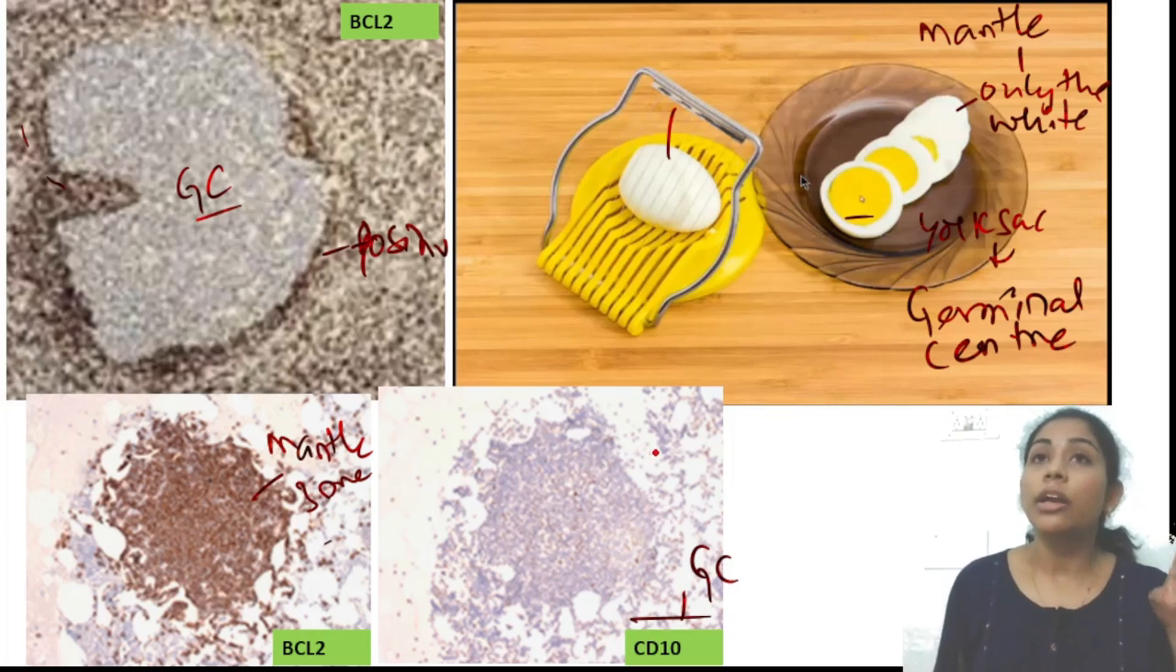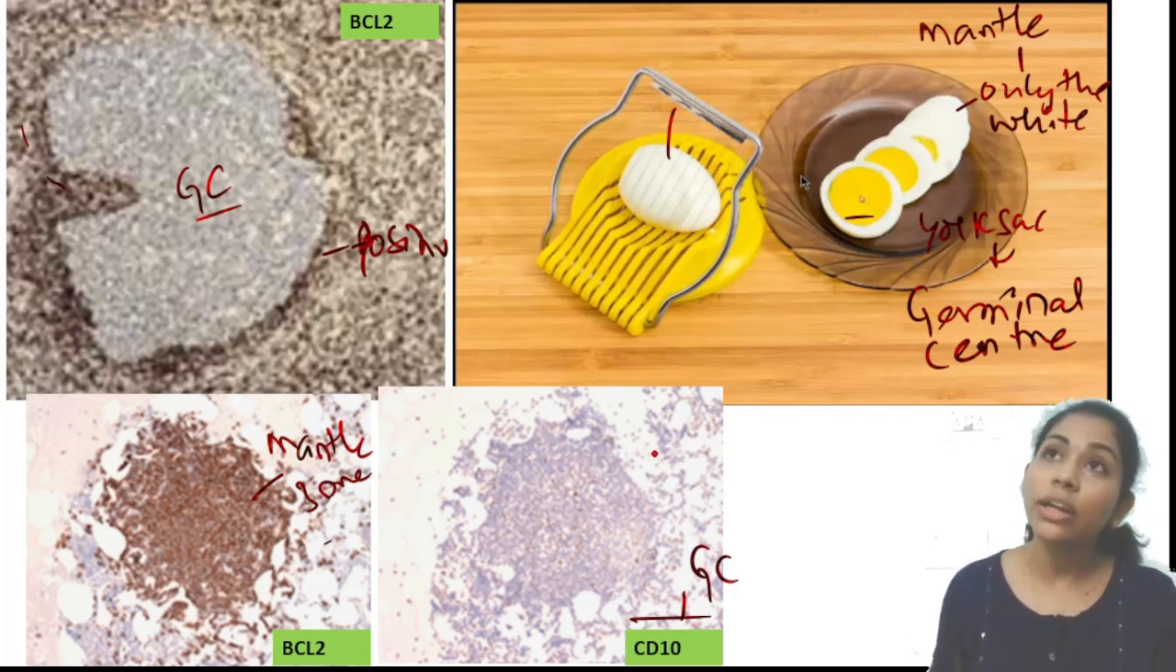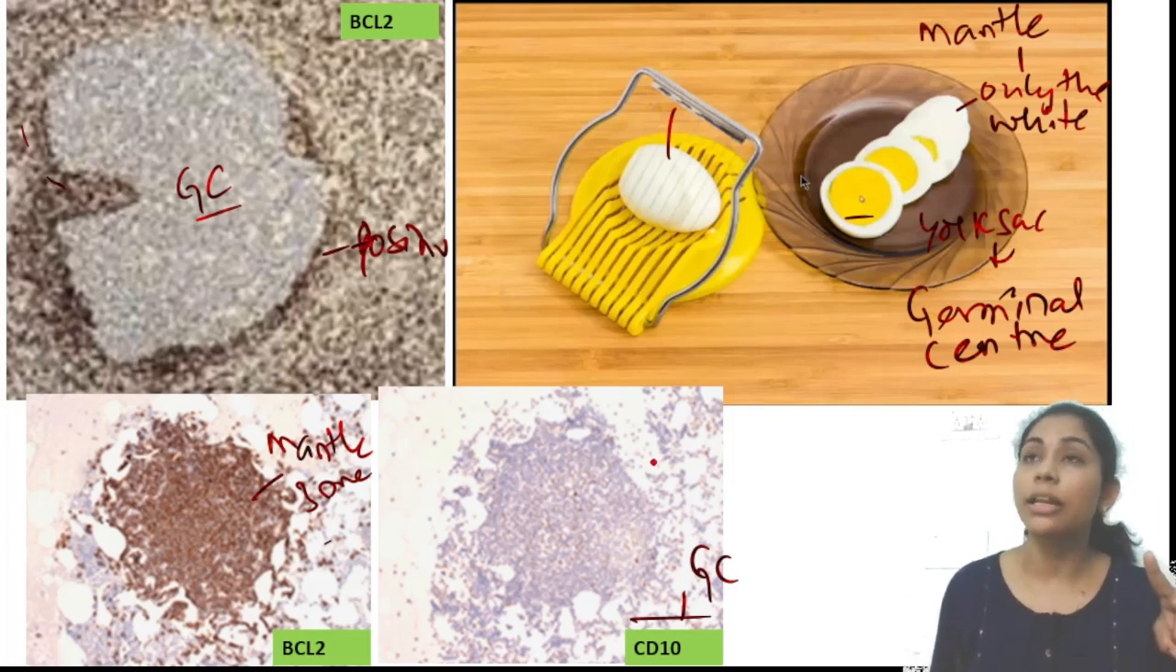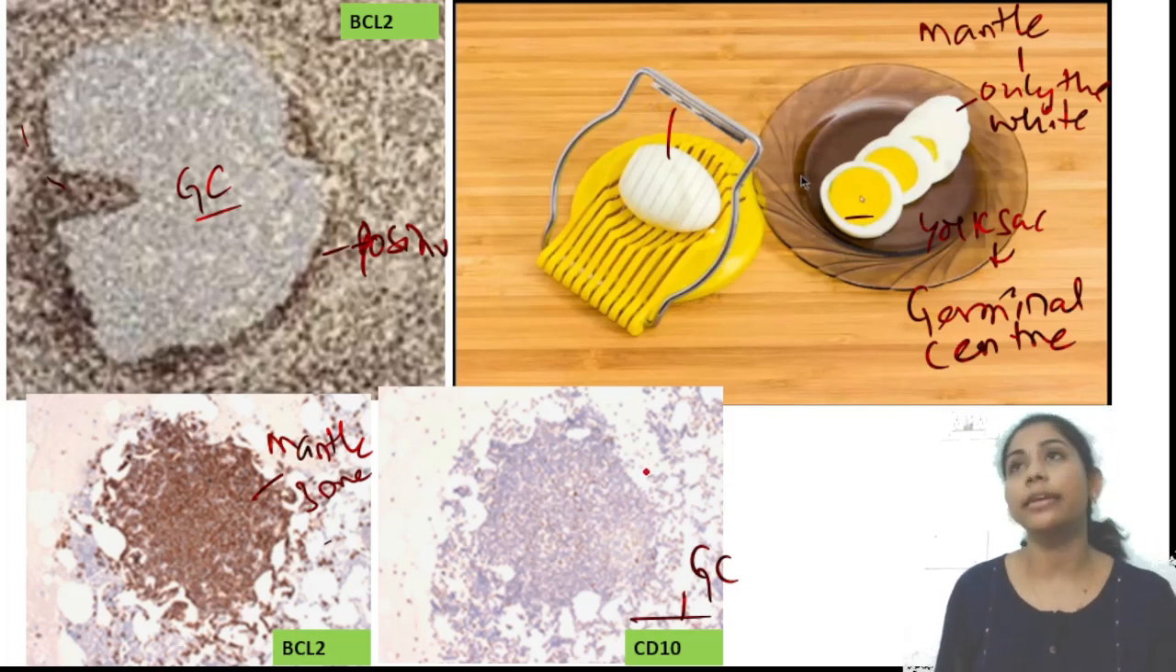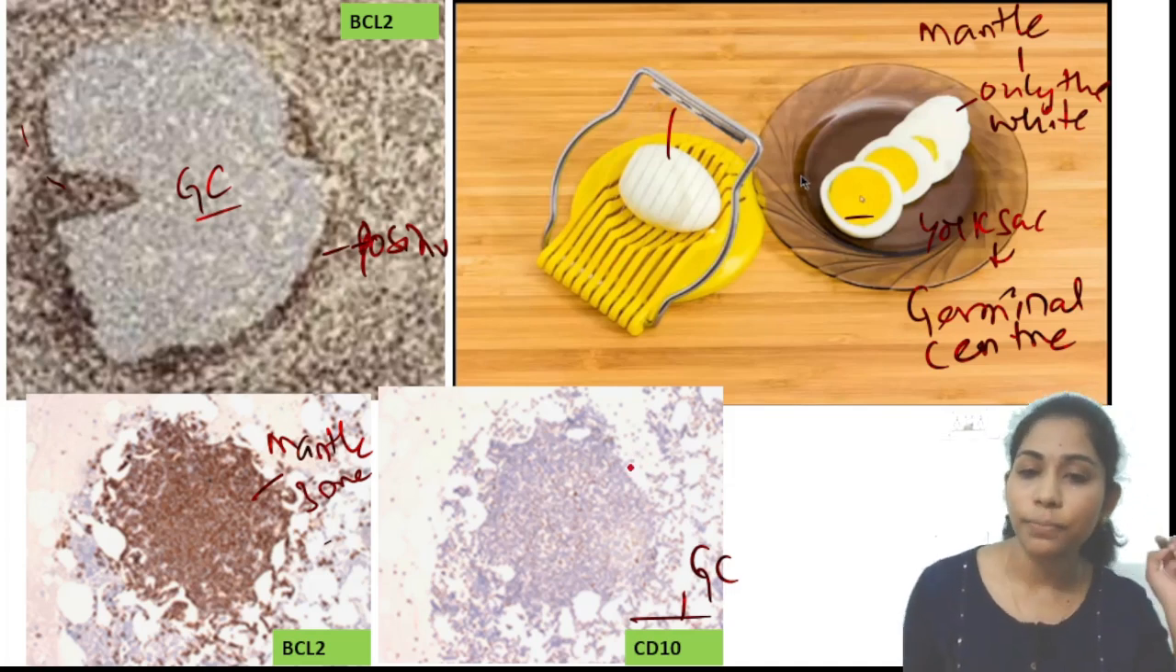Whatever the BCL2 positive cells are, check whether those are taking the CD10 in IHC or not. If they are not taking the CD10 IHC, then it may be the mantle zone, the normal one. If the BCL2 positive cells are also CD10 positive, then we are seeing a case of follicular lymphoma.